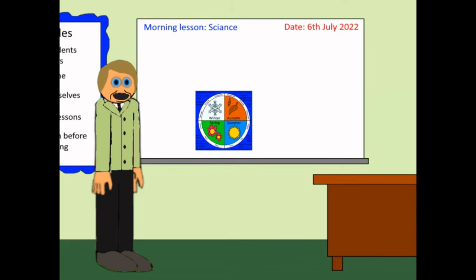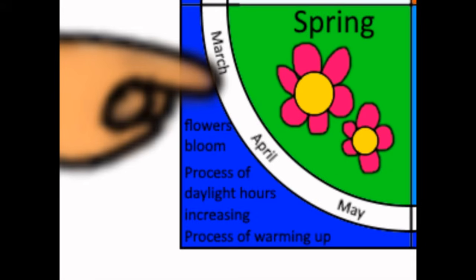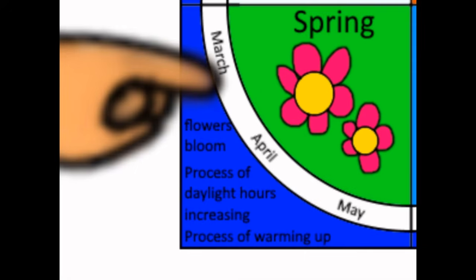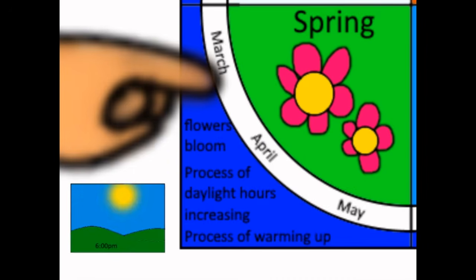As the months go by, we then go to spring. This is a time of year when flowers bloom and trees grow their leaves. Things change as the season progresses. Temperatures will warm up while it gets dark later over time.